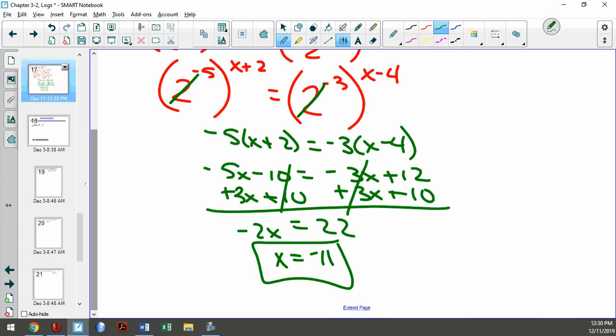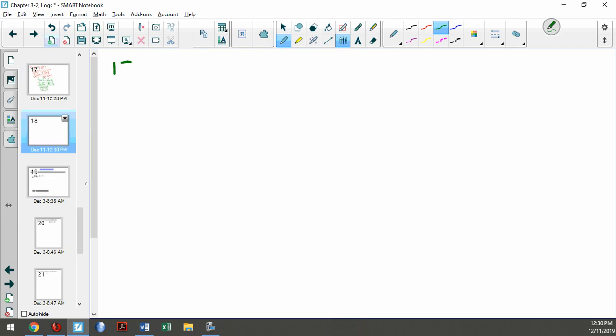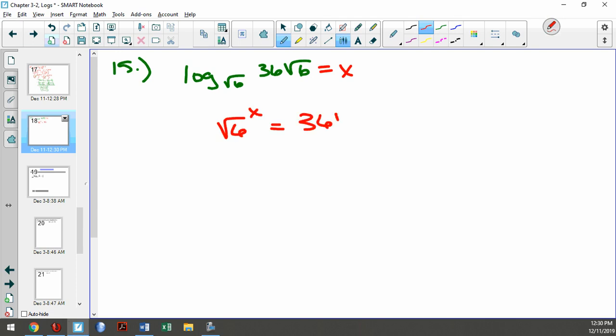Questions over 10 through 18? Number 15, log base square root of 6 of 36 times the square root of 6. Okay, immediately I'm going to make this equal to x. Why? Because I don't know what it is equal to. So I'm going to write this as an exponential function, and this is going to be the square root of 6 raised to the x power is equal to 36 times the square root of 6. Okay? Power over root. My power is a 1, my root is a 2, so this is 6 to the 1/2 x is equal to 36, which is 6 squared, times 6 to the 1/2.